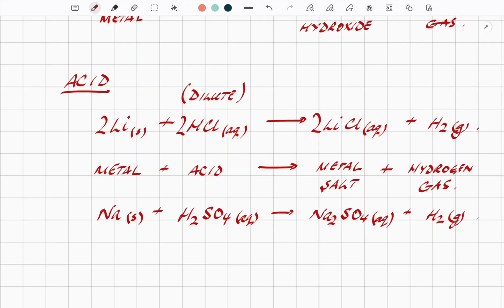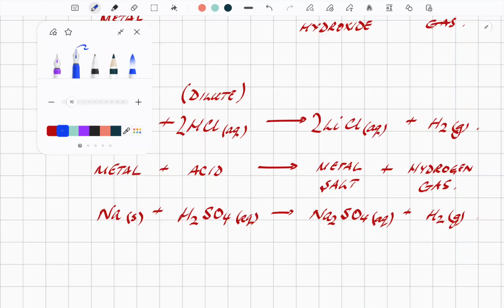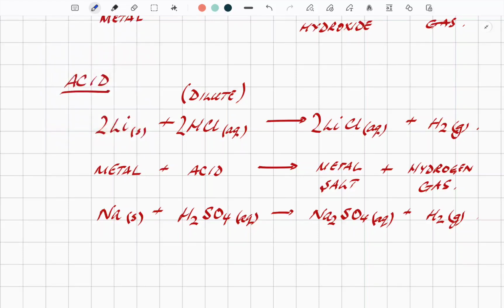All right? Notice the important thing about the salt, right? Just a little bit of side learning. The salt is always made up of the metal and the negative ion in the acid. So in this case, it's the chlorine, right? In the sulfate, in this example, the sodium is the metal and the sulfate, all right? And that's what combines to give you the salt in each case. And the hydrogen is what's given off, all right? Does that make sense?